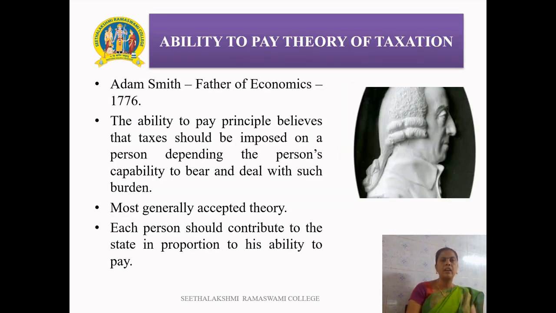The ability to pay theory of taxation was first proposed by Adam Smith, the father of economics, in the year 1776. Later, it was developed by Roosevelt, Wagner, J.S. Mill, and Sismondi. The ability to pay principle believes that taxes should be imposed on a person depending on the person's capability to bear such burden. It is one of the most generally accepted theories. According to this theory, each person should contribute to the state in proportion to his ability to pay.